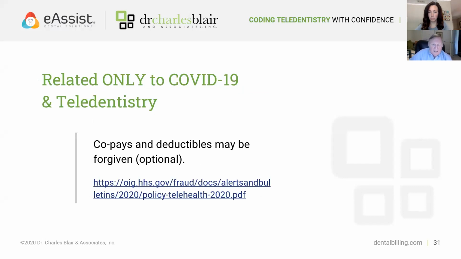One other point, and I don't want this to be confused, this is related only to teledentistry, only to telemedicine, but the copays and deductibles may be forgiven. It's optional. And here we have you cite the reference. I want you to listen to what I'm saying, though. I'm talking about that code 0140 at the teledentistry visit.